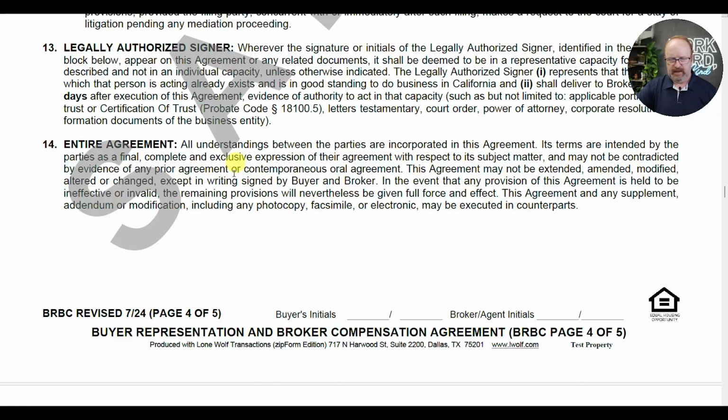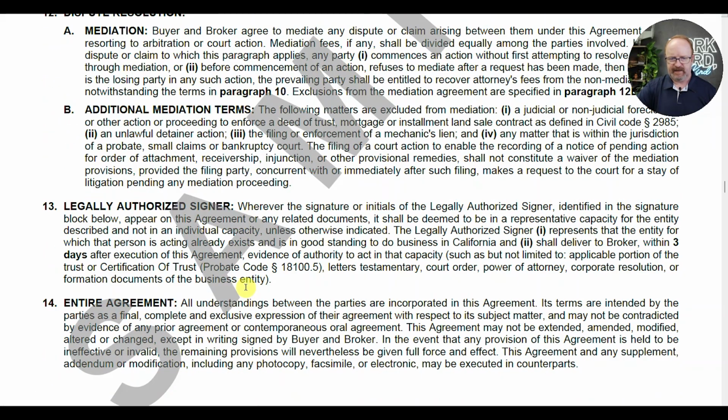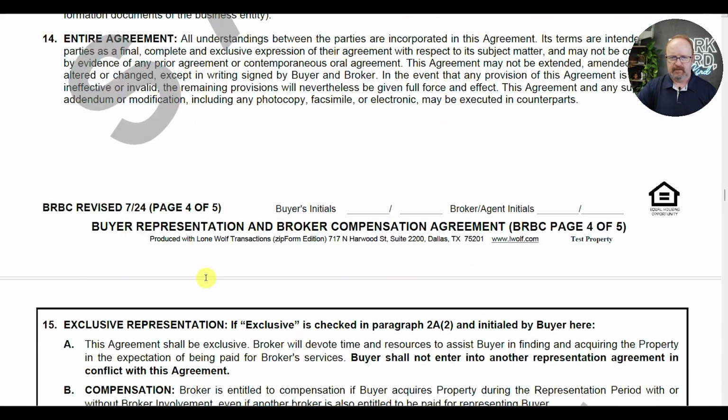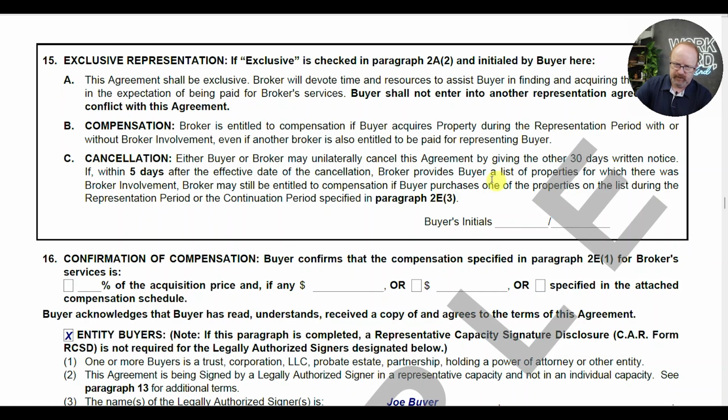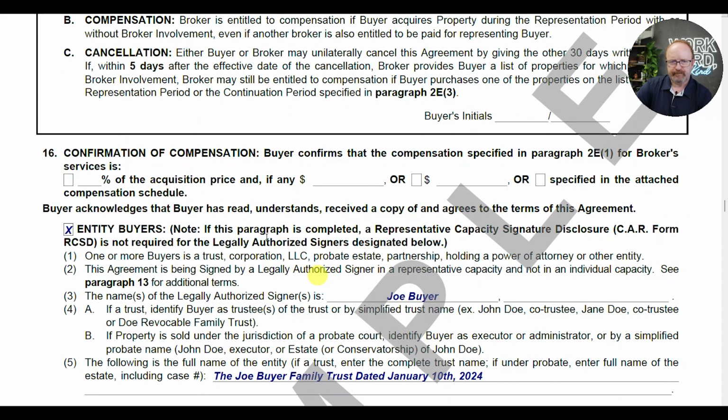There's a dispute resolution section. Okay, it talks again about exclusive representation. So if it's exclusive, the buyer needs to initial here. They're initialing here that they understand it is an exclusive agreement, and they won't enter into another agreement that conflicts with this one with another agent. Puts them on notice, as it were.